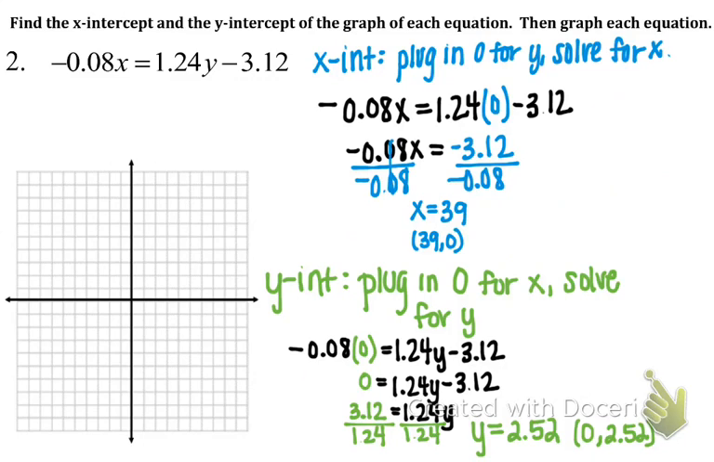Since my x-intercept is such a high value, I'm going to count by fives on my graph to fit everything in. And now I'm going to graph my x-intercept at (39, 0). So I go over 39, up 0. And I'll graph my y-intercept, which is (0, 2.52), so over 0, up 2.52. Now I can connect those two dots from left to right, and I form my line of the graph.